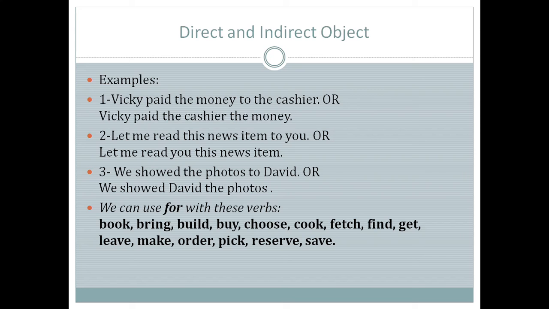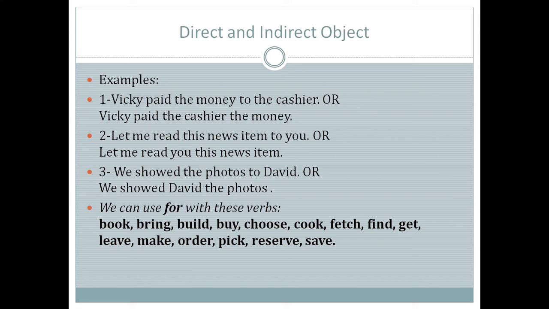Number 2, let me read this news item for you, or let me read you this news item. So let is the verb, me the subject object pronoun, read the verb, this news item the direct object, to the preposition, you the indirect object. Number 3, we showed the photos to David, or we showed David the photos.